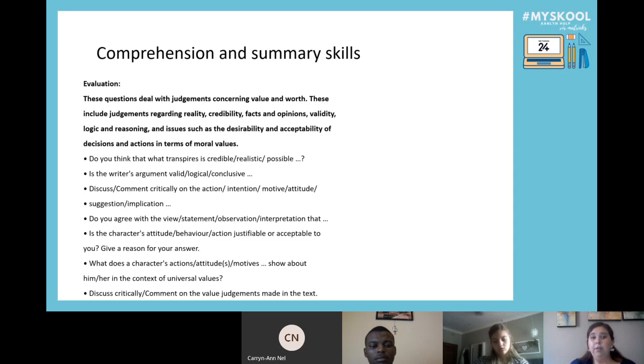No, you have to write 3 things for a 3-mark question. Hey, do you agree? Yes, my reasons are this, this, and this. 3 things. Okay. Is the character's attitude, behavior, or action justifiable or acceptable to you? Give a reason for your answer.